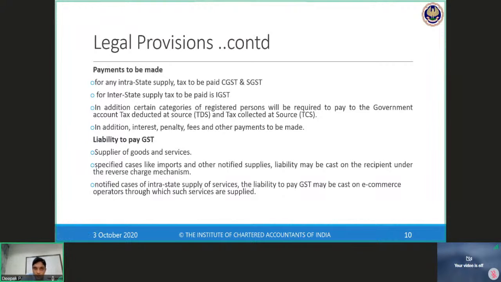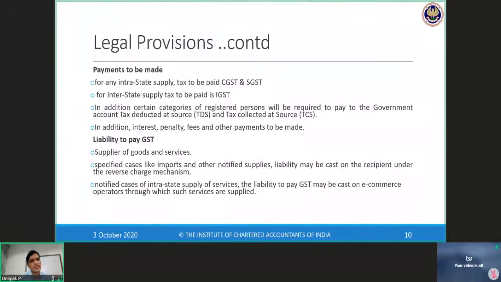One is supplier of goods or services. You are a supplier of goods or services, you have to pay. Second category is under reverse charge. Once you make import of services, then you have to pay under reverse charge on that. And there are other liabilities of reverse charge, like we gave an example of a lawyer providing services to you, you have to pay under reverse charge. So apart from supplier of goods, these are the categories when the receiver of goods or services also pays. So you have to pay on the legal services received.